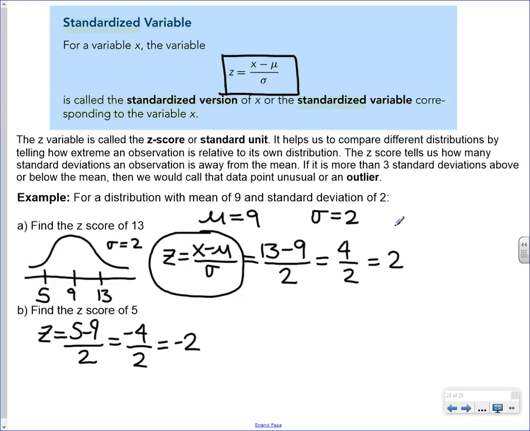Now, what about 5? What about the Z-score of 5? What would I get? Well, I plug in a 5. I get 5 minus 9 over 2. That gives me a negative 2. So that tells me that 5 is 2 standard deviations below the mean. Okay, so a negative Z-score just tells you that your observation fell below the mean, okay?